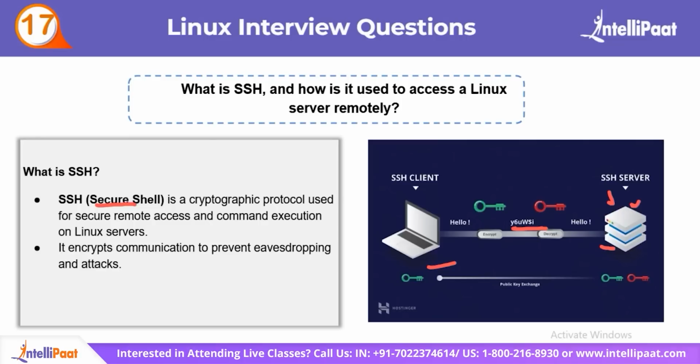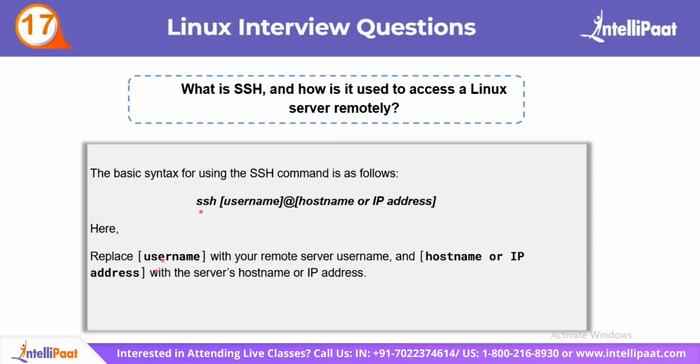So to access the Linux server using SSH, you can follow steps like ensuring an SSH client is installed on your system, using a terminal to run a particular command, and then authenticating by entering the server password or using an SSH key. So the basic syntax is ssh username@hostname or IP address, and here you replace the username with your remote server username and the hostname or IP address with your particular server's hostname or IP address. SSH is widely used for executing commands, managing files and performing administrative tasks on a remote server, which is more secure, efficient and an essential tool for server management.